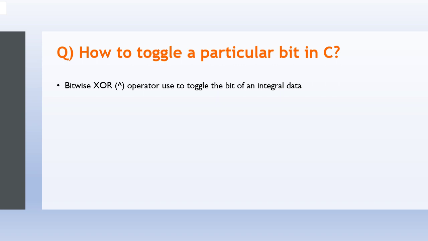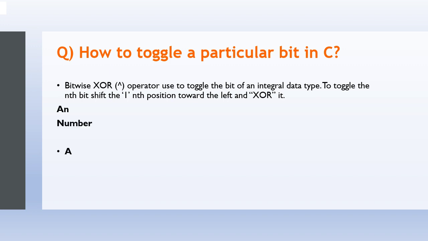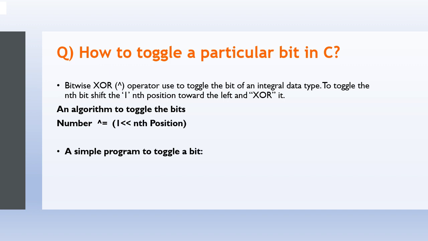To toggle the nth bit, left shift 1 to the nth position and XOR it. So the algorithm will be something like this: number XOR equal to 1 left shift nth position. And we'll see a simple program for how we do it.